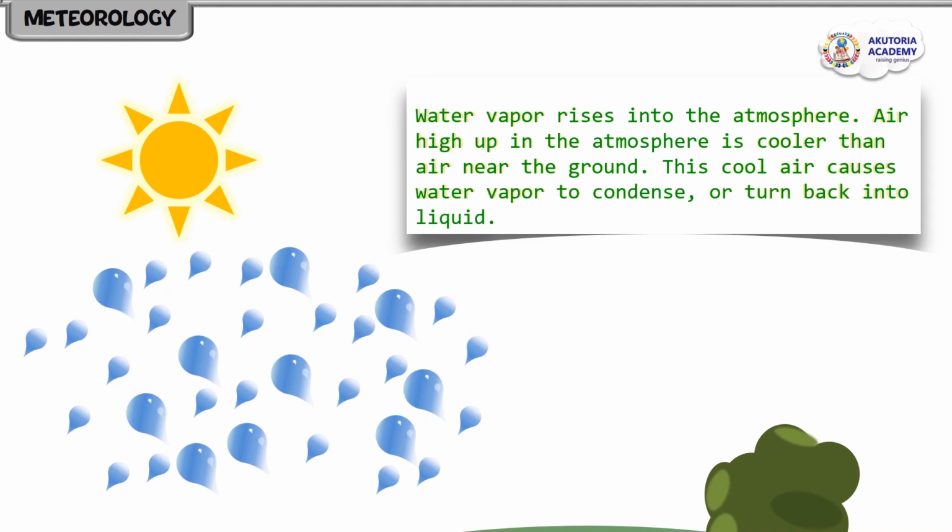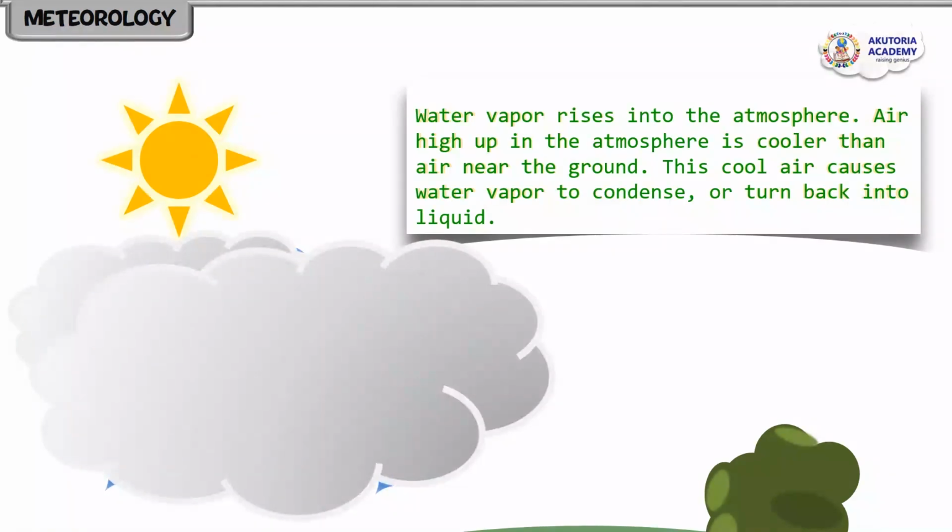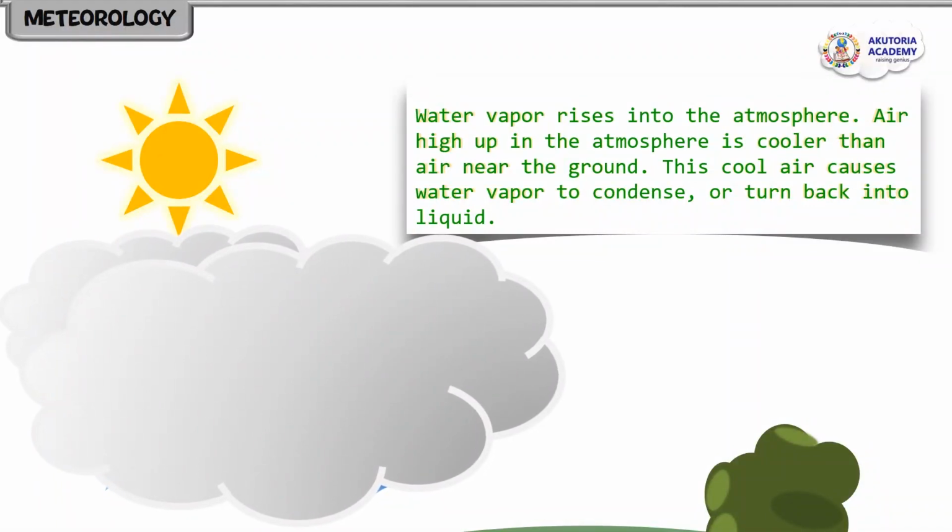Water vapor rises into the atmosphere, and when air high up in the atmosphere is cooler than the air near the ground, the cool air causes water vapor to condense, or you can say turn back to liquid. Tiny droplets or ice crystals come together to make the clouds we see when we look at the sky.